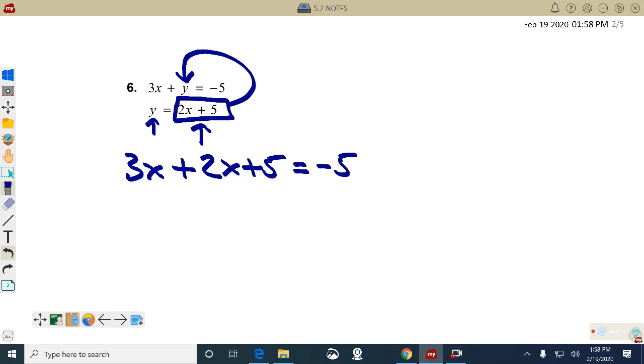He said now to solve for the variable. Let's solve for x. Let's see, 3x and 2x, that's like terms. That's 5x. Nice. 5x plus 5 equals negative 5.